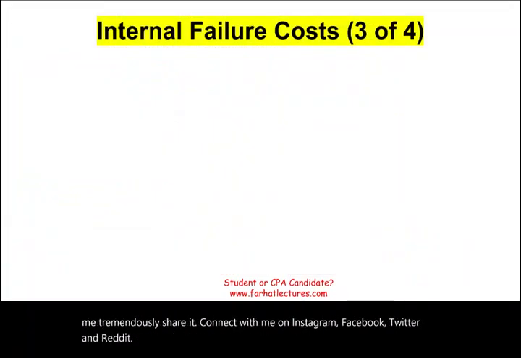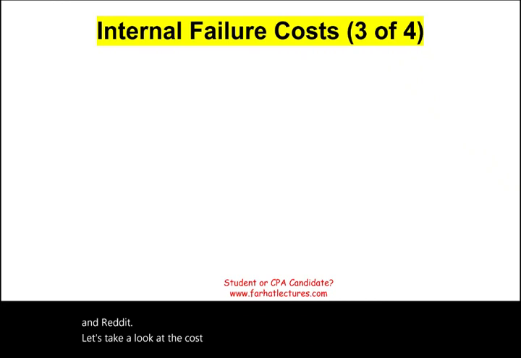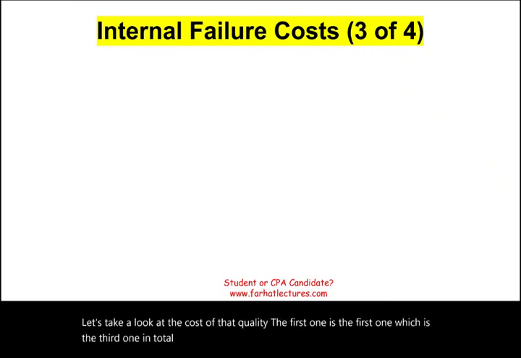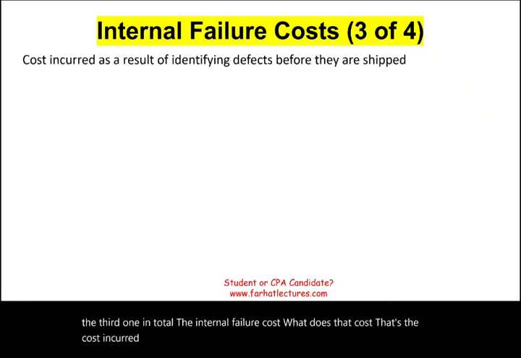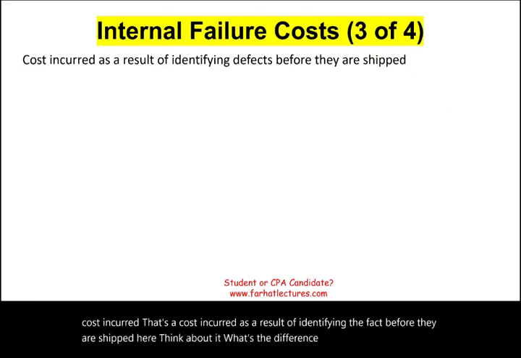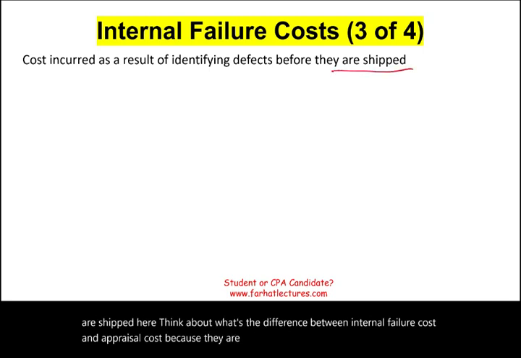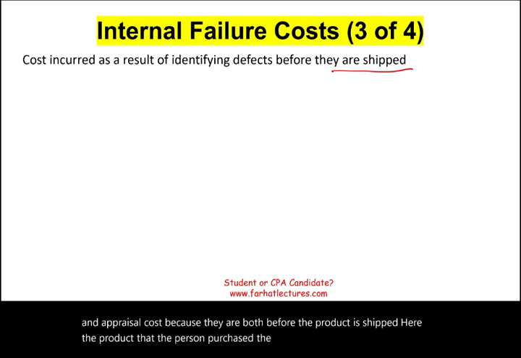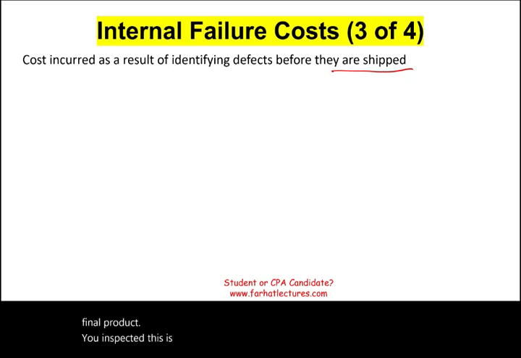Now let's take a look at the cost of quality. The first one, which is the third one in total, the internal failure cost. What is that cost? That's a cost incurred as a result of identifying defects before they are shipped. Here, think about it. What's the difference between internal failure cost and appraisal cost? Because they are both before the product is shipped. Here, the person purchased the product, but before you deliver the final product, you inspect it. This is the internal failure cost, and you find something.